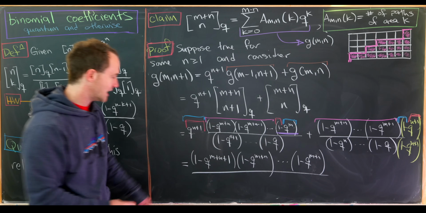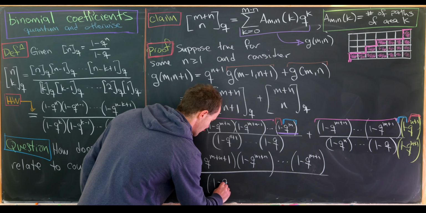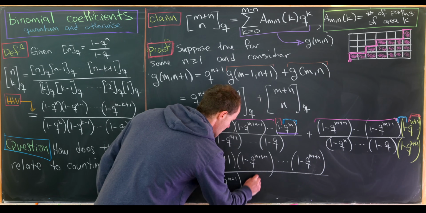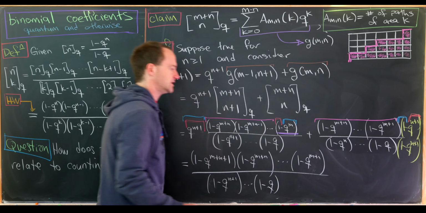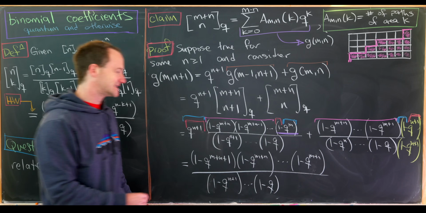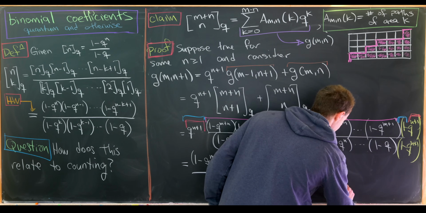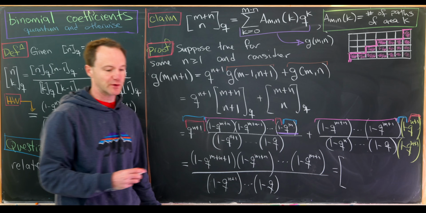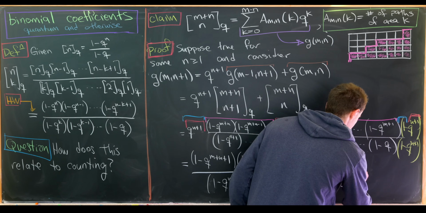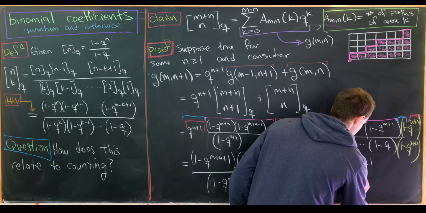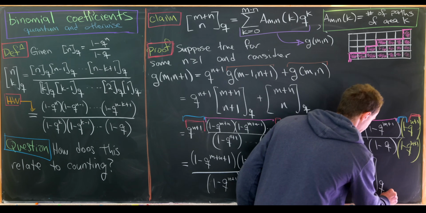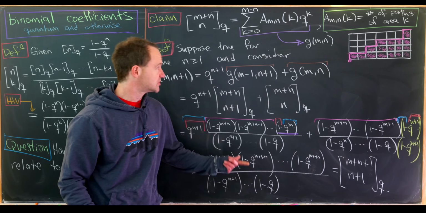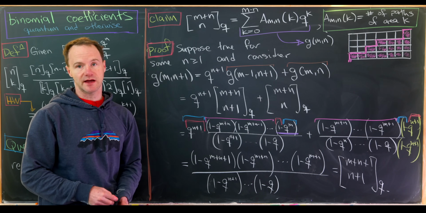And then in the denominator, we've got this descending product, 1 minus q to the n plus 1, all the way down to 1 minus q. But that's exactly our binomial coefficient, or our q binomial coefficient, and it's exactly the one that we want. This is m plus n plus 1 choose n plus 1 q, which finishes the proof of this claim.